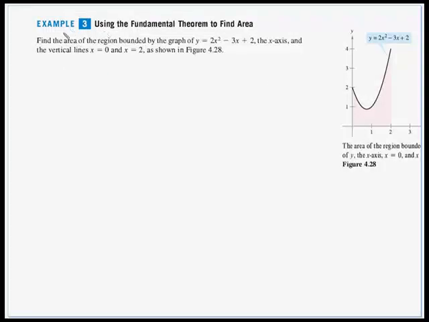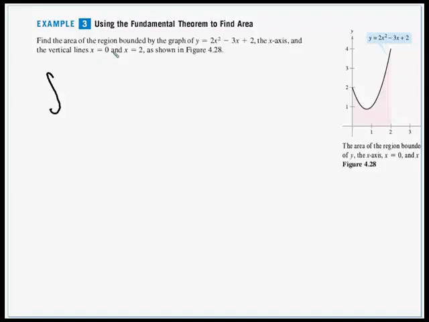And here in example 3, we're going to use the fundamental theorem of calculus to find area. Remember, when our function is positive across the interval that we're integrating from a to b, in this case 0 to 2, the function is positive across that interval, so we can look at this definite integral as the area that's underneath that curve. So, find the area of the region bounded by the graph of y equals 2x squared minus 3x plus 2, the x-axis and the vertical lines x is 0, x is 2, as shown in the figure. So we have to set up our definite integral.